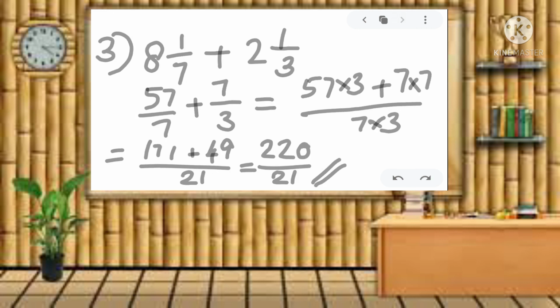Then 8 1 by 7 plus 2 1 by 3. 57 by 7 plus 7 by 3. 57 into 3, cross multiplication. 57 into 3 plus 7 into 7 by 7 into 3. So 171 plus 49 by 21. That is 220 by 21.